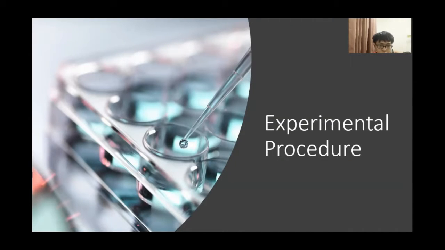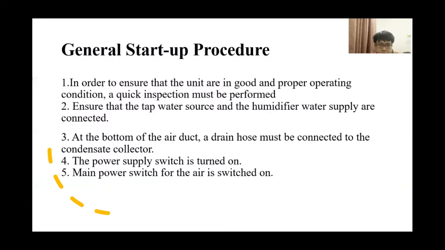Moving on to the experimental procedure. The first procedure is the general startup procedure. First of all, we need to make sure that the units are in good and proper condition by doing a quick inspection. After that, make sure that the tap water source and the humidifier water supply are connected properly. And then the drain hose must be connected to the condensate collector at the bottom of the air duct.